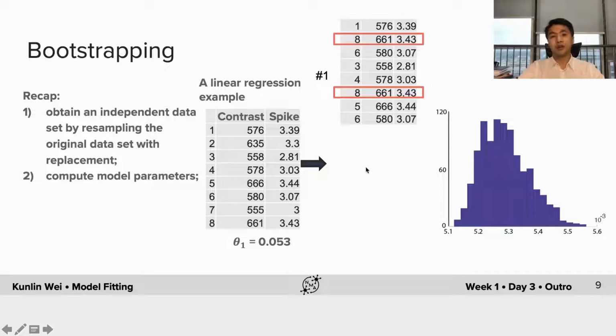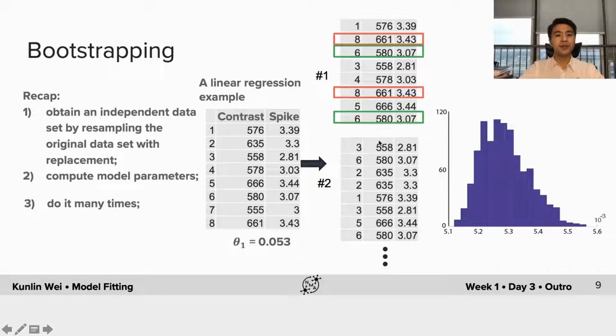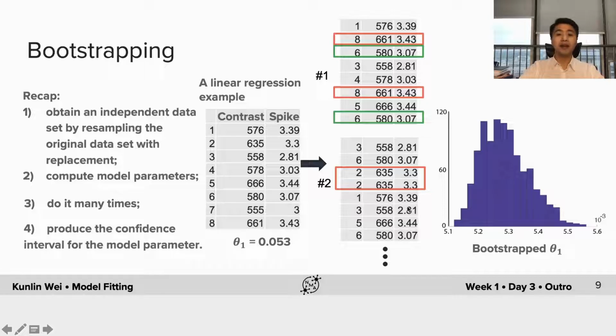Then you will find, because of the resampling, some older data will have repetitions in the new dataset. This is case 8 in the original dataset. You see it repeated twice. And case 6 repeated twice too. Once you get the new dataset, you can compute the model parameter again. And you do this many times. You get a lot of model parameters. And in fact, you can derive its distribution. Once you derive the distribution of theta 1, you can estimate its confidence interval from this distribution.